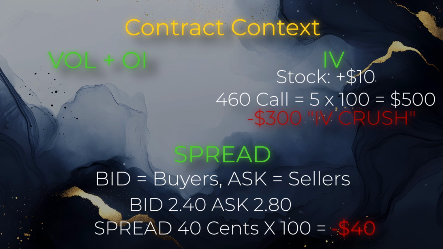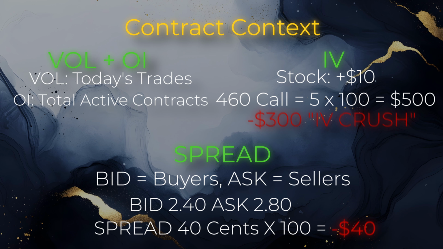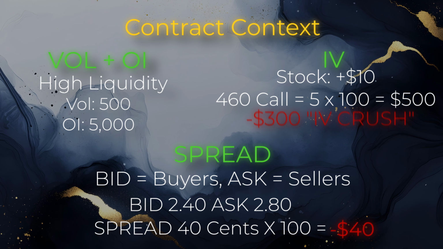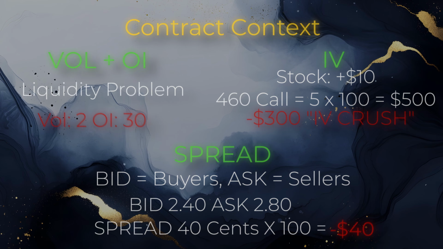Finally, volume and open interest. Volume is how many contracts traded today. Open interest is how many contracts exist total. A contract with 500 trades today and 5,000 held total is an easy buy, easy sell. A contract with just 2 trades today and 30 held total could be an easy buy, but a hard sell when you need to. Always trade liquid contracts.